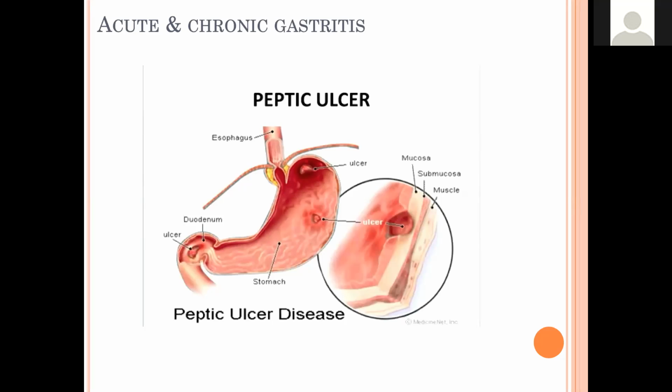As you can see in the picture, there is an erosion in the lining of the stomach going into the deeper layers of the stomach. When severe, a peptic ulcer can perforate, causing severe abdominal pain, pancreatitis, and becoming pretty ill.